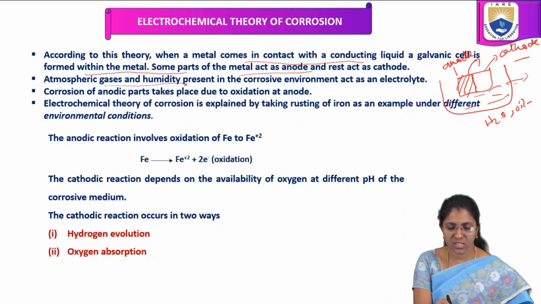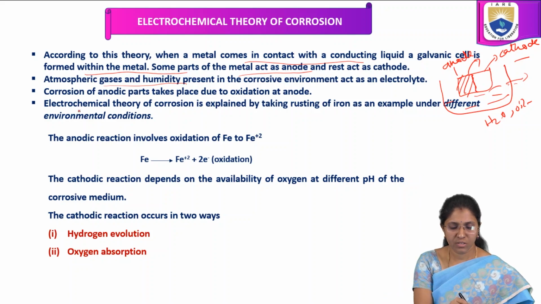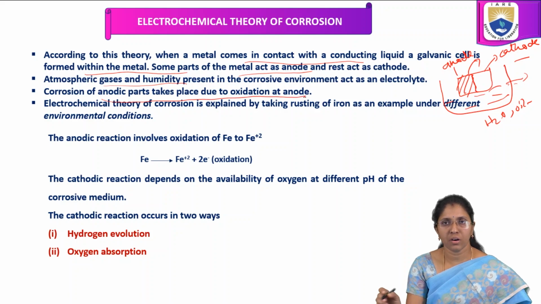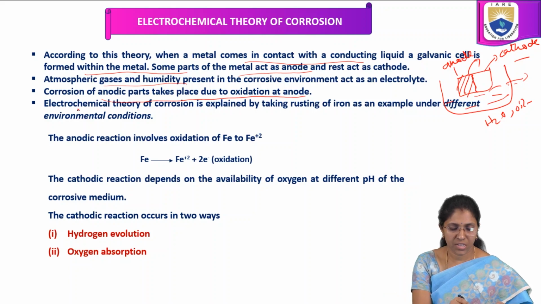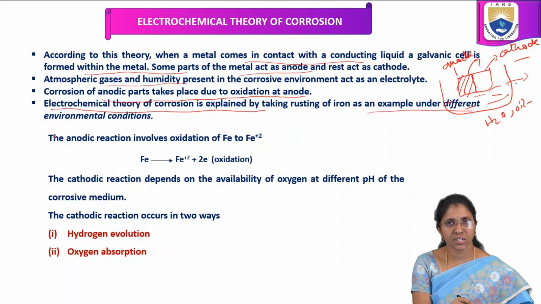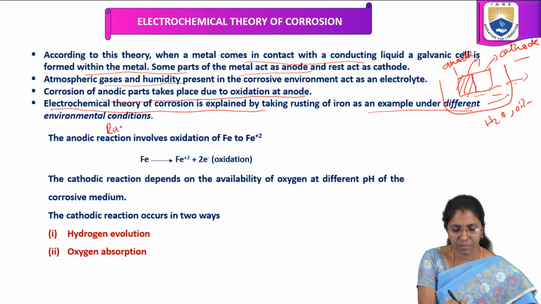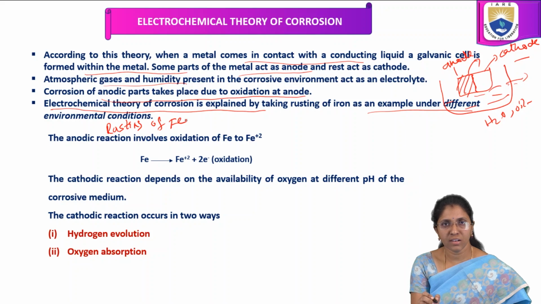The atmospheric gases and humidity present in the corrosive environment act as electrolyte. Corrosion of the anodic part takes place due to oxidation at the anode, so the anodic metal corrodes. The electrochemical theory of corrosion is explained by taking the rusting of iron as an example.